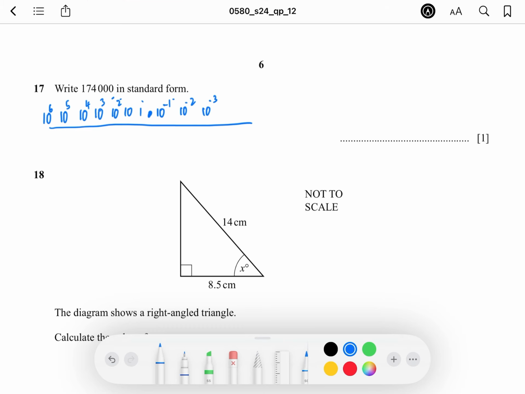So you're going to write this number 0, 0, 0, 4, 7, 1. That means the first number is 1.74, no need to add 0, 0, 0, times, and the 1 is at the 100,000, so 10 to the power of 5.